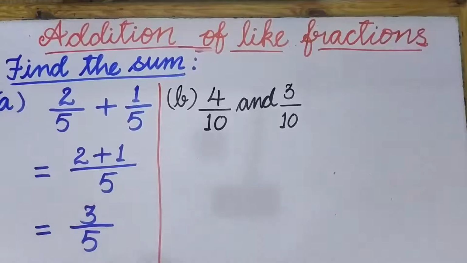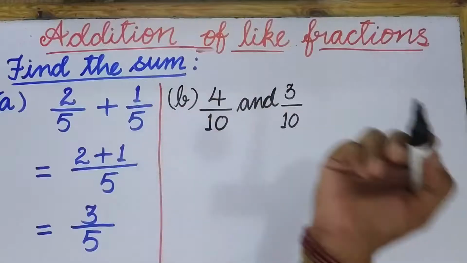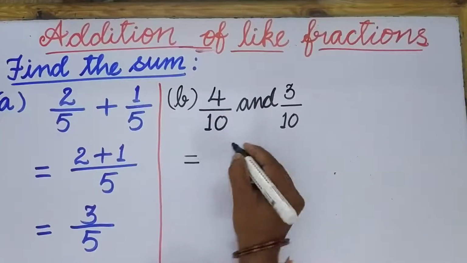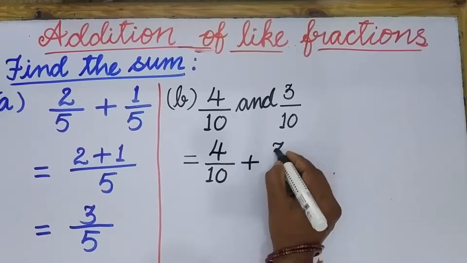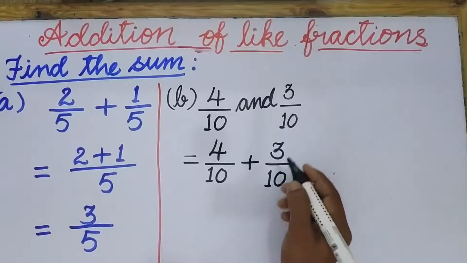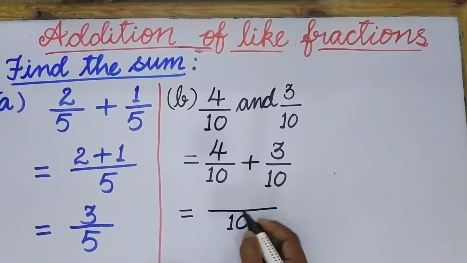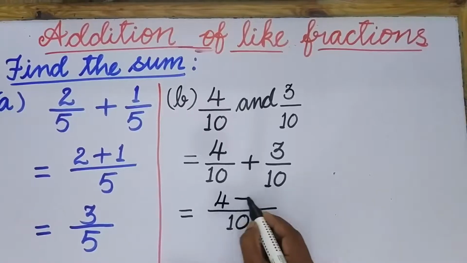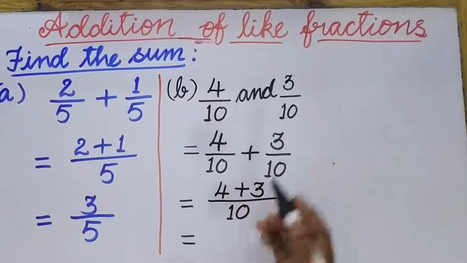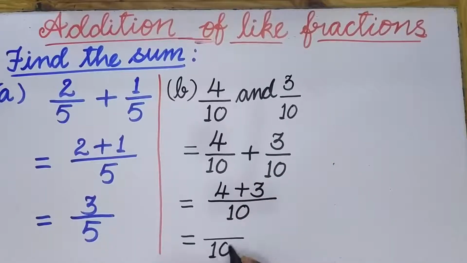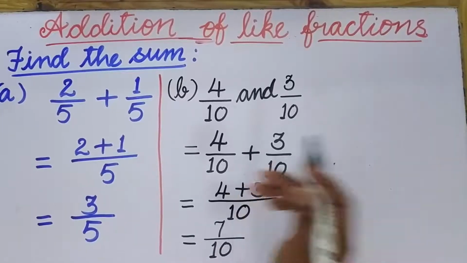Alright. Yes, see here how it's given. 4 by 10 and 3 by 10. What we have to do? We have to find the sum. Let us write using the sign. 4 by 10 plus 3 by 10. Alright. And you do know the next step. What's the next step? Denominator remains same. Then add the numerator, 4 plus 3. And what sum do we get? Yes. Denominator will be 10 itself. 4 plus 3 will be 7. 7 by 10 is the sum.